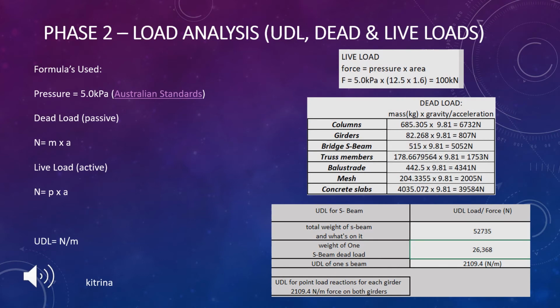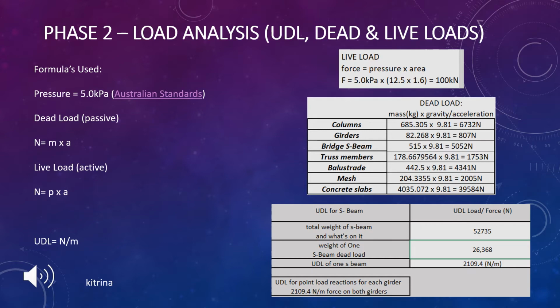The aim of this phase is to analyze the forces and pressures acting on the bridge. To calculate and find the live load, we used pressure times acceleration on the bridge. Our live load resulted in 100 kilonewtons. To find the dead load of the bridge, we used mass times acceleration for each member and added them together, which you can see on the next slide.